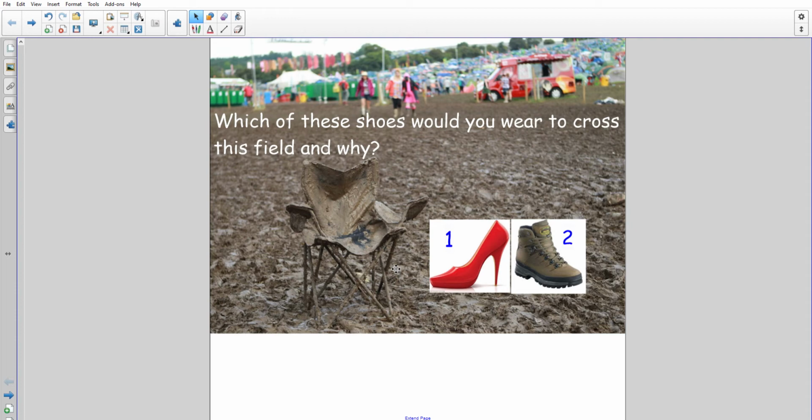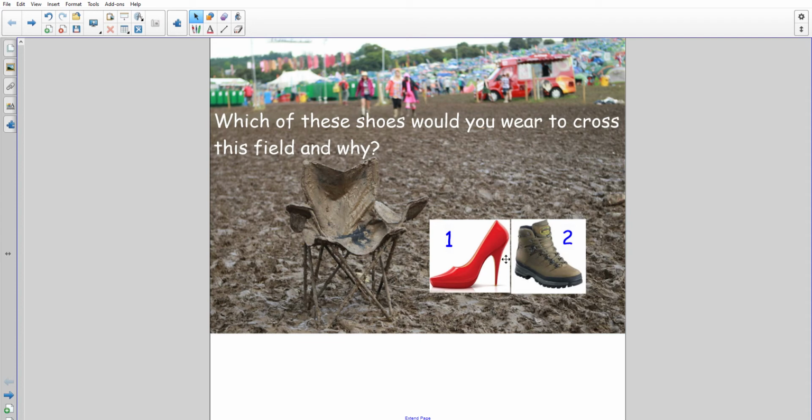Okay, so if your teacher could just ask a couple of people what they think about this and why. Okay, so which of these shoes would you wear to cross this muddy field and why? Okay, so if you want to pause it, discuss it, and then I'll come back to you in a second. Okay, so hopefully most of you were sensible and said that you would wear number 2.